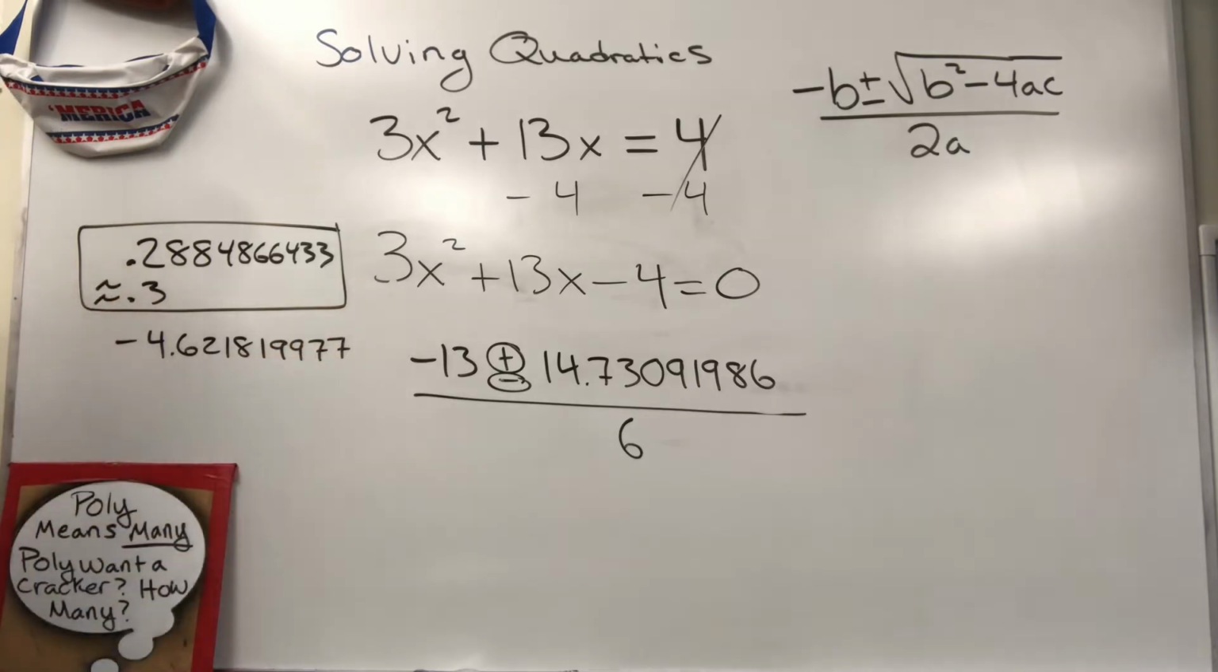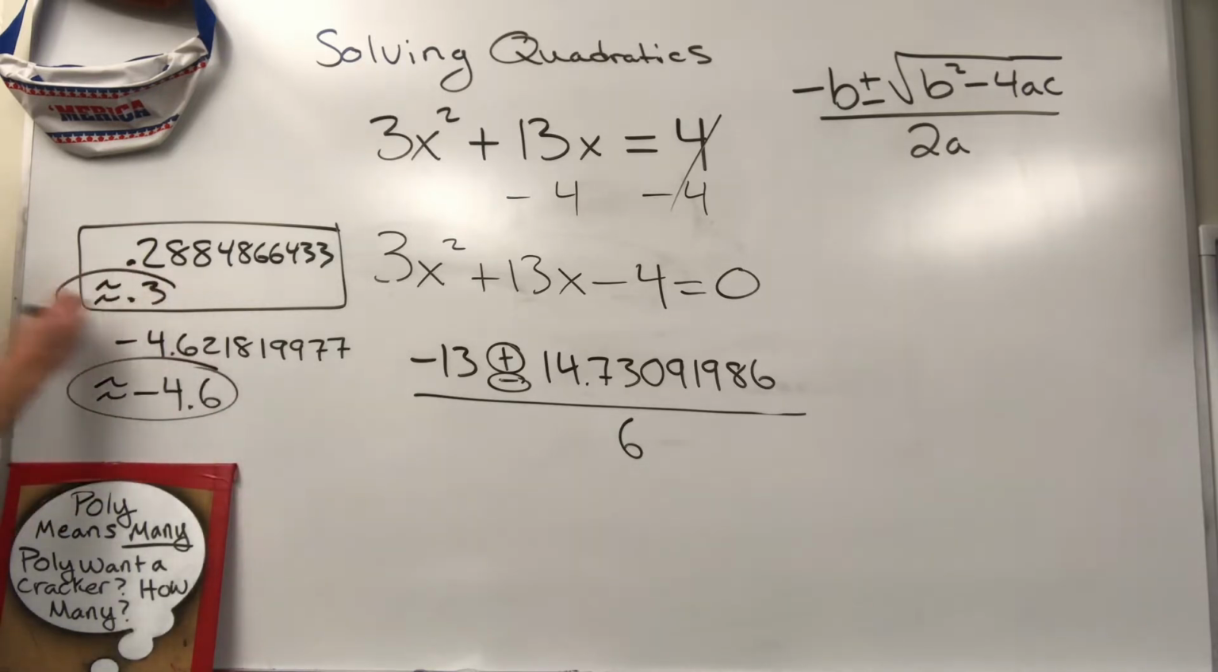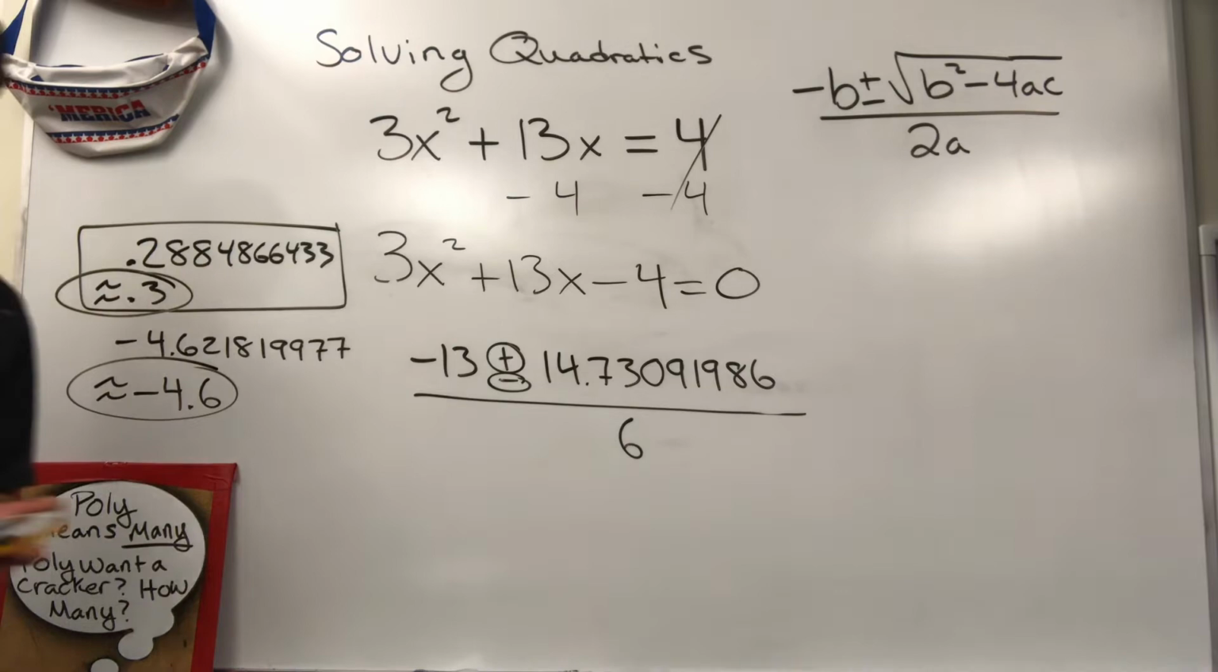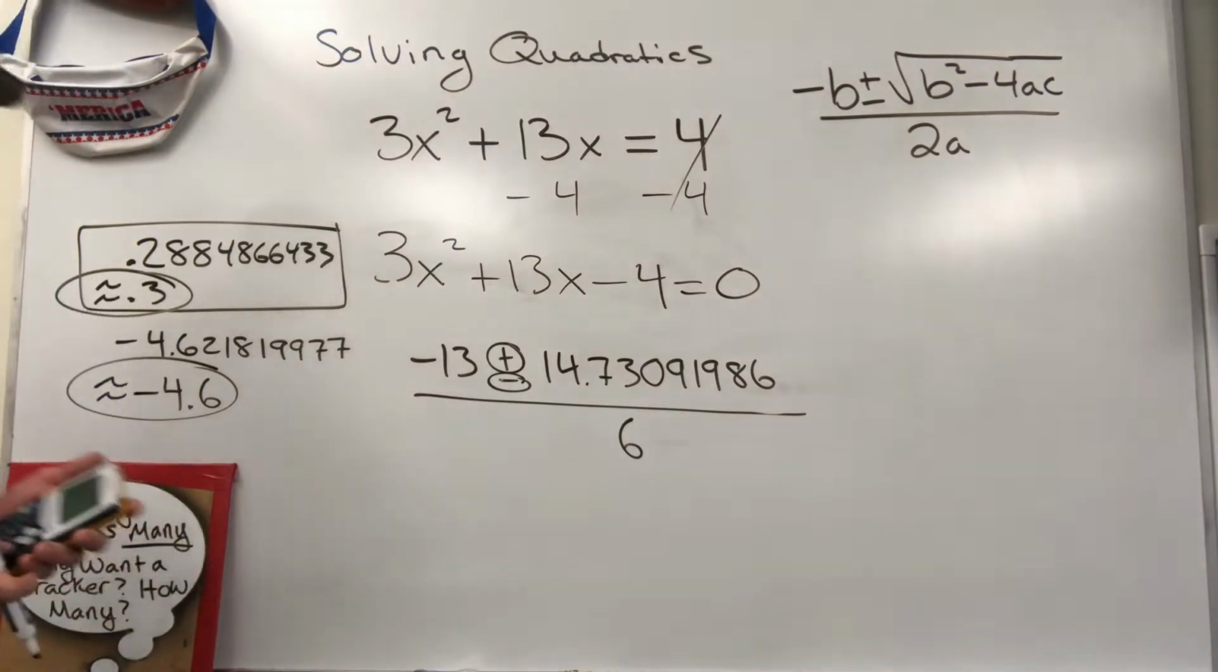4.621819977. Let's say you were asked to round it to the nearest tenth place like we did up here. We would say approximately -4 point, the 2 tells me to keep that a 6. So there's the two answers I would give if being asked to round to the nearest tenth place.